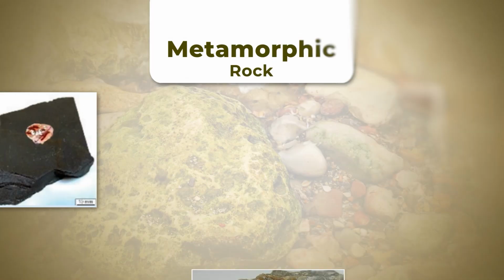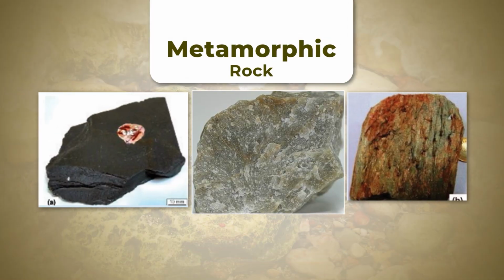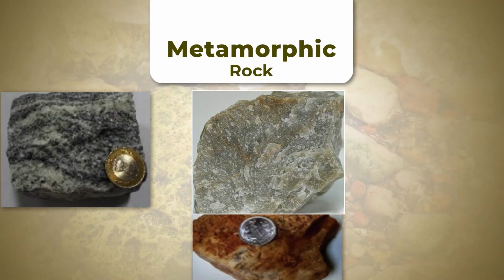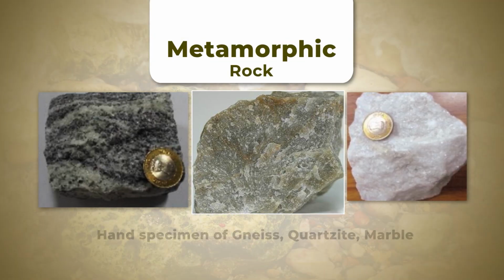And the hand specimens are given as photographs of metamorphic rocks. Slate, which you are familiar with, is used in blackboards. It is in the form of, you can see some layers. Then you have phyllite, then you have schist. You also have different metamorphic rocks based on the texture like gneiss, quartzite and marble. So these are formed from different kinds of protolith rocks.